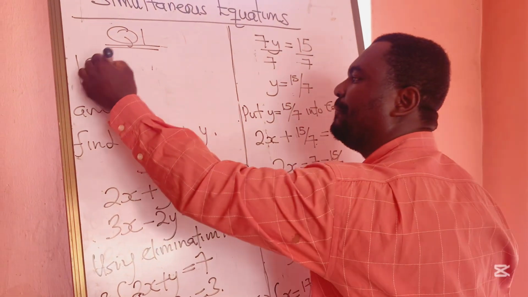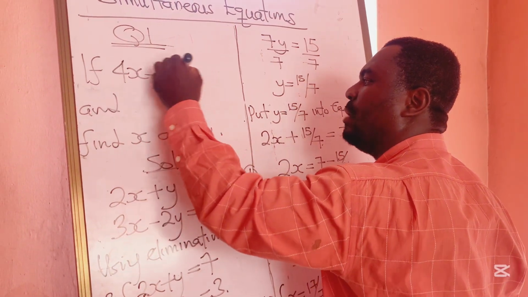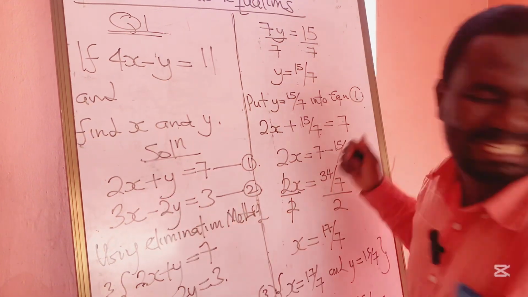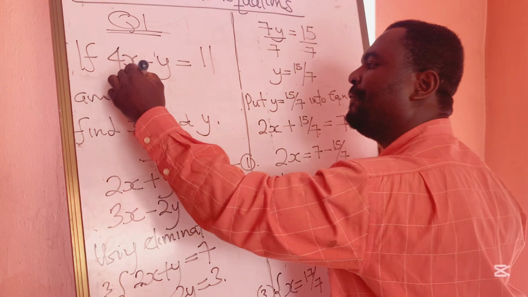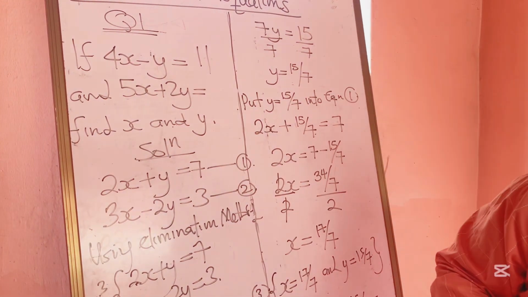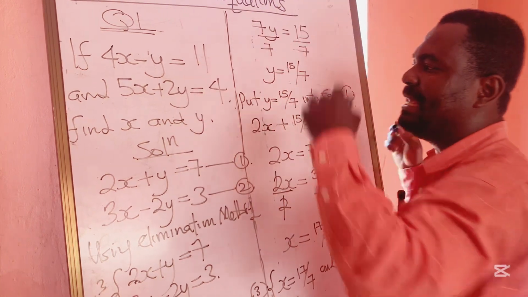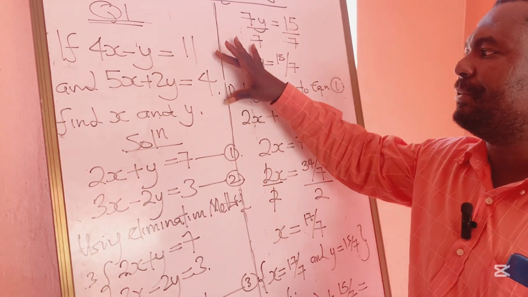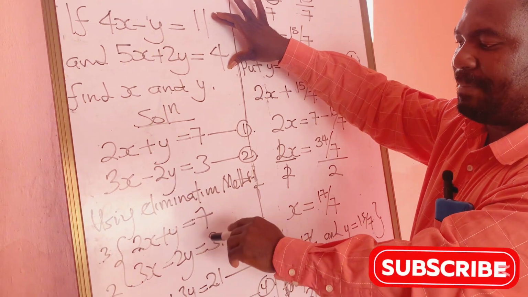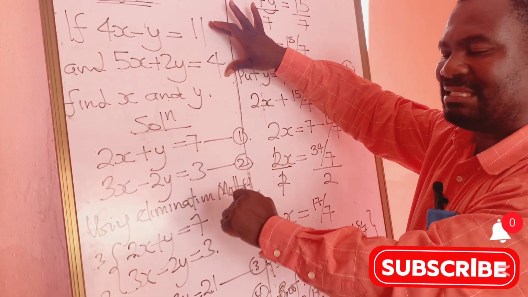If you are given 4x minus y is equal to 11, and the second equation is 5x plus 2y is equal to 4, try this using the same method. If you are following this video, get a paper and pen, because the more you practice, the more you understand.